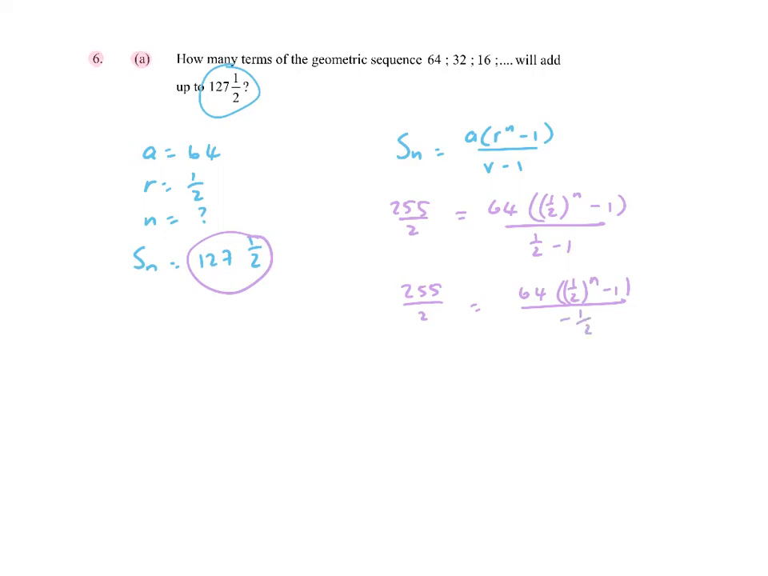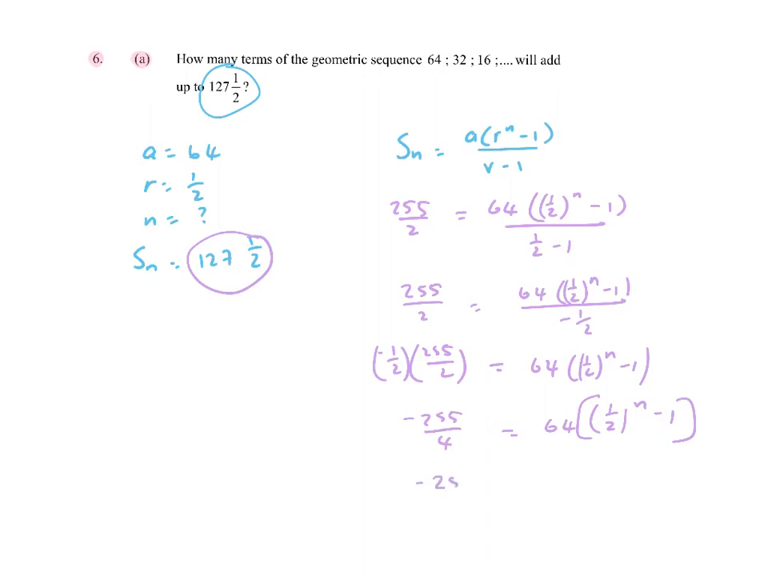How do you get rid of the minus a half? You multiply by minus a half on both sides. So if you multiply by minus a half there, what are you going to get? Yes, you're right. So you're going to get minus 255 over 4. Yes, you guys are just on it. So then you're going to divide by 64 on both sides. We've got minus 255, divide by 64 on both sides.